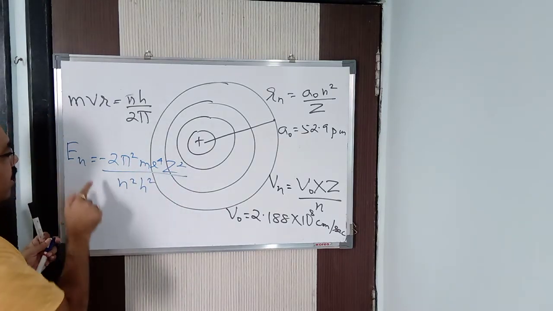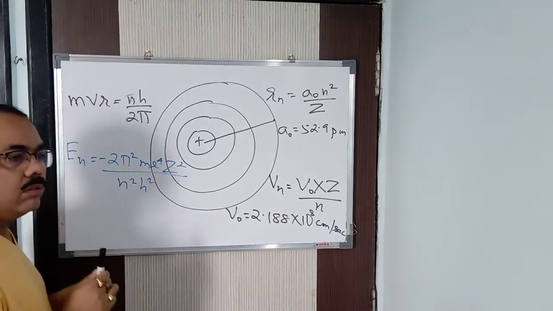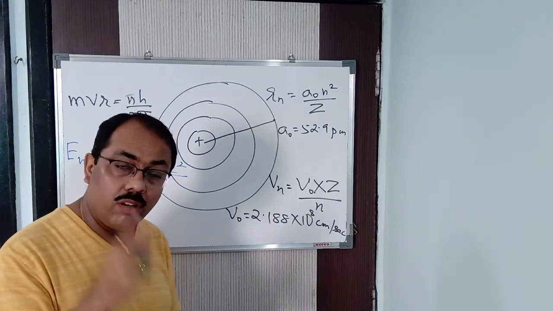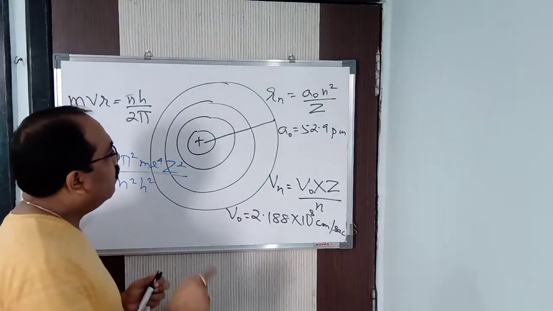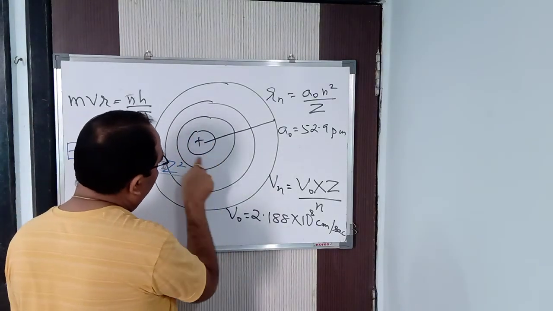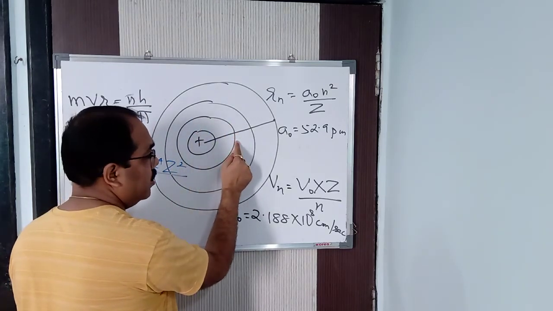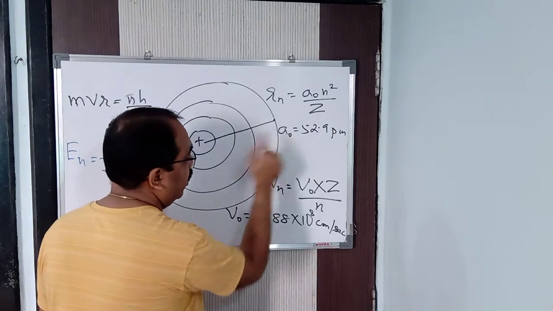Alright. Now the question comes here, where from this negative sign comes? Why is it negative? Why is energy negative? I will explain you now. Listen carefully. When you are moving away from the nucleus, the energy increases. The first shell is having some energy, the second shell is having greater energy, the third shell is having greater energy.